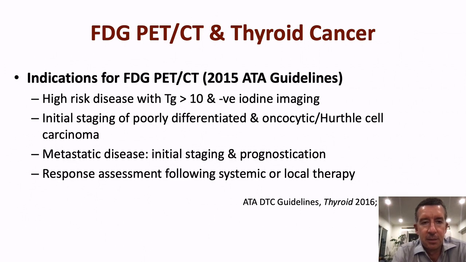And finally, just to briefly touch on the role of FDG PET in thyroid cancer. I'm sure you'd be aware of the indications as defined in the ATA guidelines. So the key indication being that of patients with high-risk disease with a thyroglobulin level above 10, despite negative iodine imaging, but it also has a role in initial staging of poorly differentiated and oncocytic or Hürthle cell carcinoma, for metastatic disease, for initial staging and prognostication, and also for response assessment following systemic or local therapy.